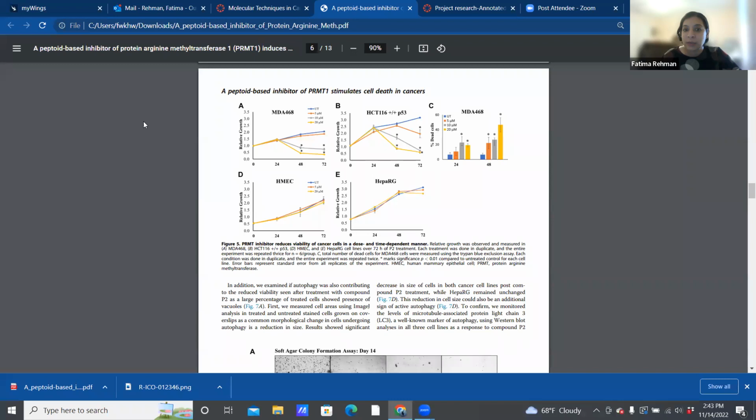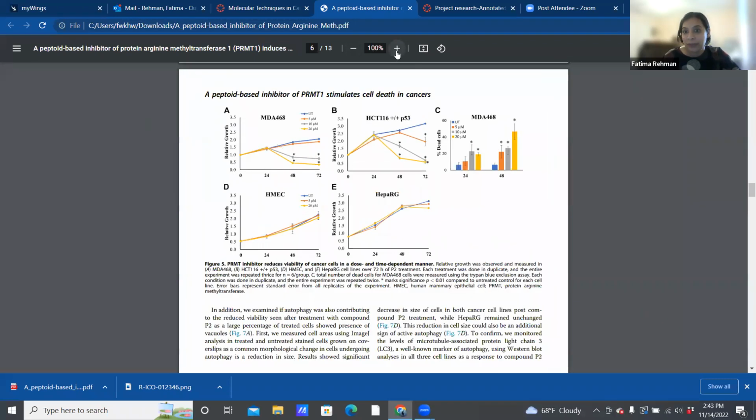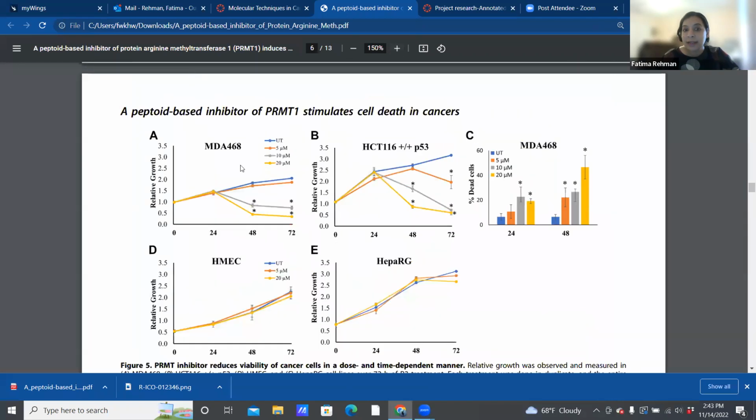So here is the next one. This is looking at cell viability over time. Again, you have your cancer cells up here, and then HMECs are human mammary epithelial cells, just normal mammary epithelial cells. HEPA-RG are again those liver cells. And we are looking again over here at relative growth over time, right?